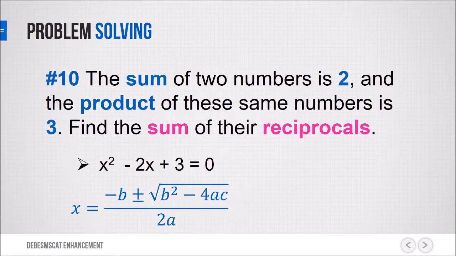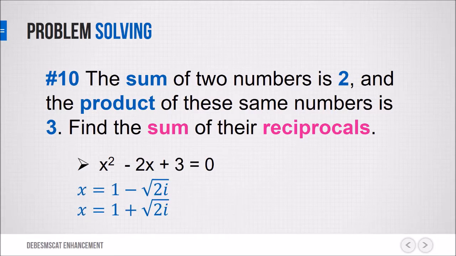Now, if you plug that into the quadratic formula, you'll get a solution set like this. The first value is 1 minus the square root of 2i, which means that the square root of 2 is imaginary. And the other value is 1 plus the square root of 2i. The problem with this is it's difficult to get the inverse of each value and get its sum.